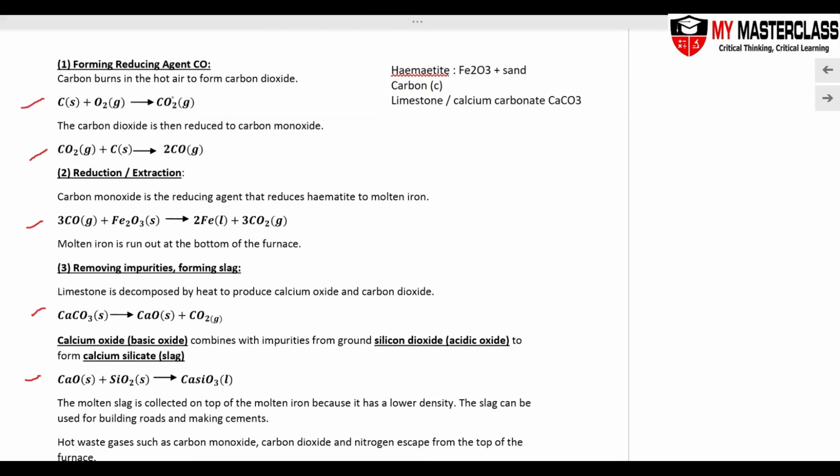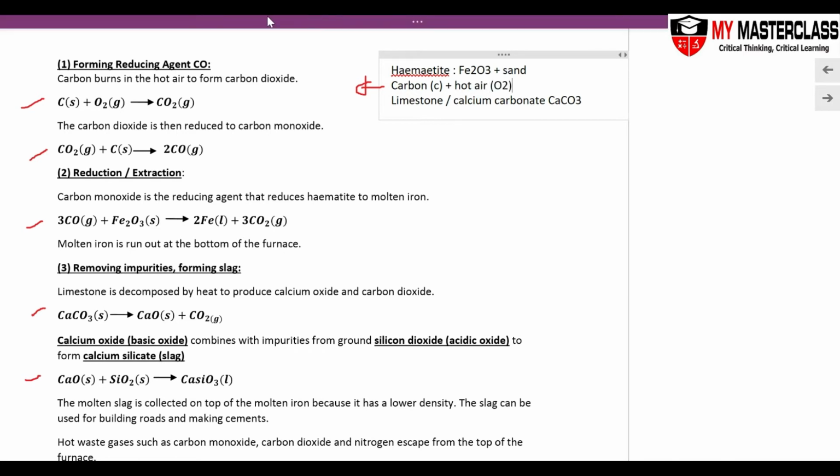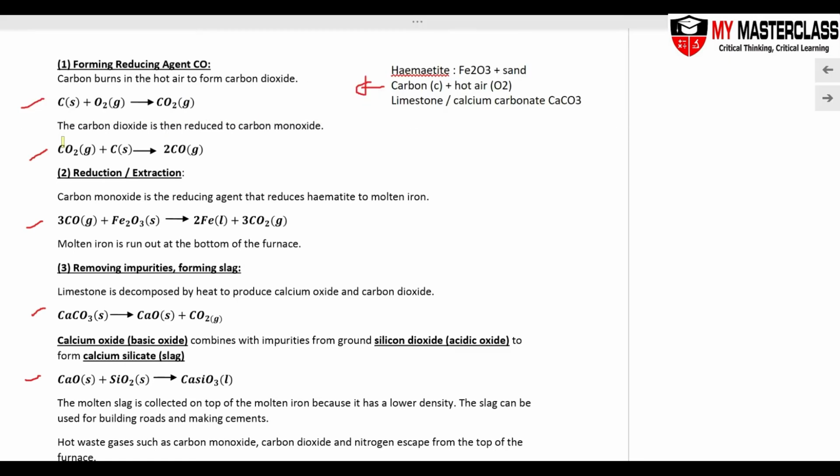Okay, so let's look at the start. First of all, the first reaction involves my carbon, the coke. Oh yeah, sorry. One more starting material that usually comes with carbon. We have the hot air. So hot air's main function is to supply oxygen. First of all, we always start off with the carbon. Carbon will react with the oxygen from the hot air to form carbon dioxide. And this carbon dioxide will react with more carbon that I add in to form CO.